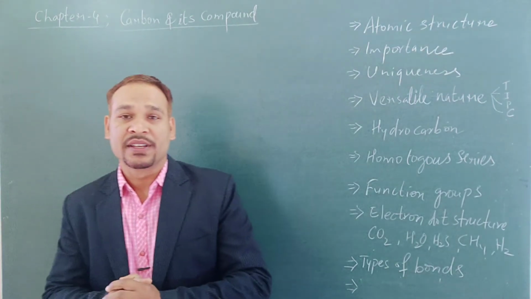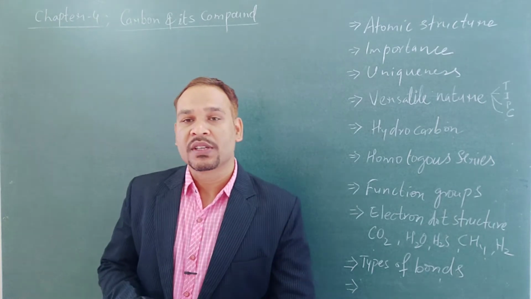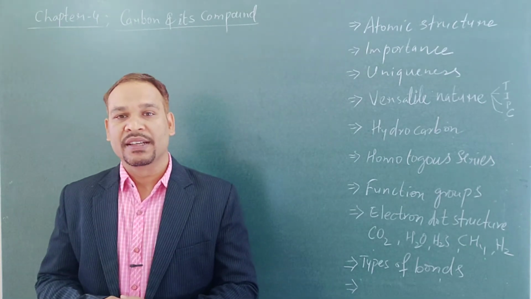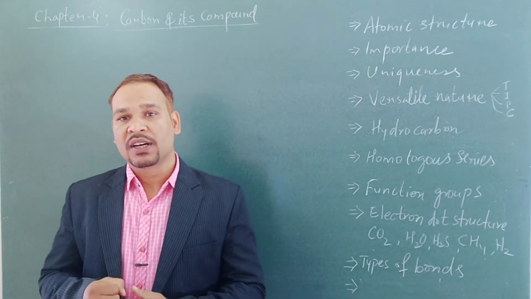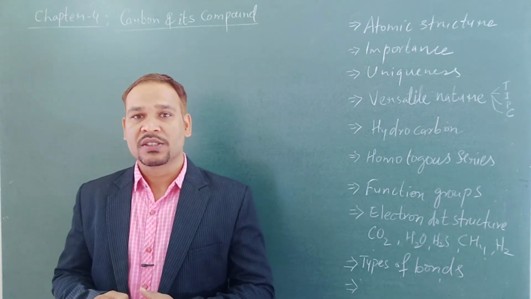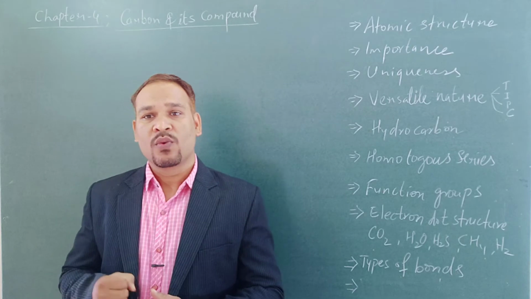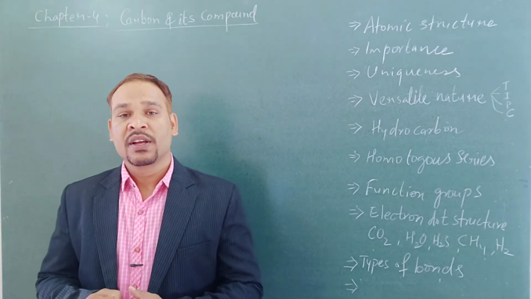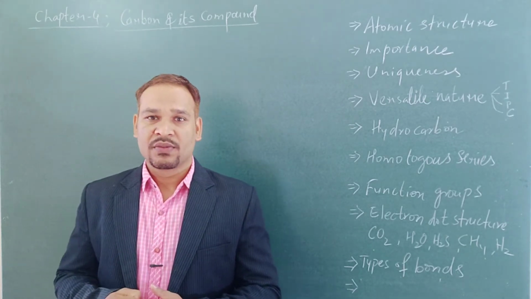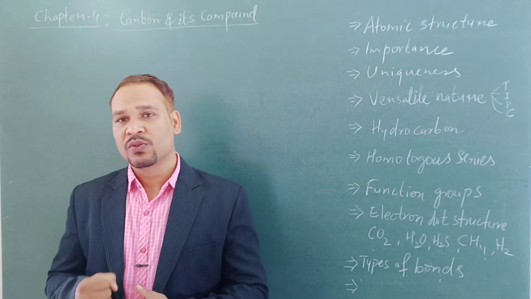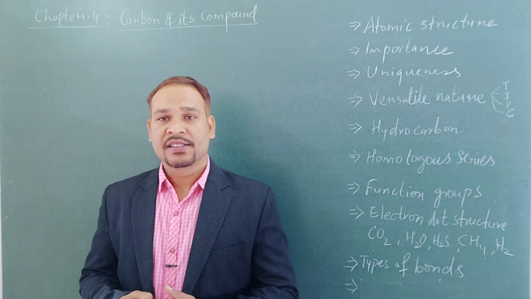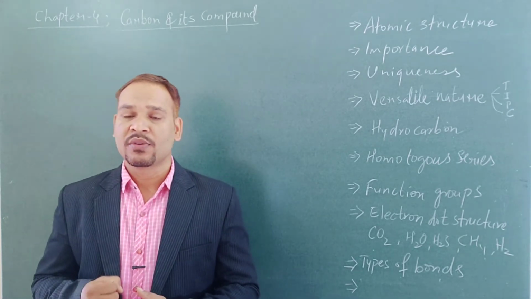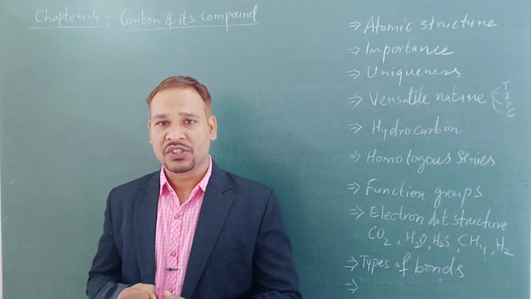Hello, dear students. Today we are going to start chapter number 4, carbon and its compound. In this video, you will learn about carbon, its atomic structure, its allotrope, why carbon is so important, what is the uniqueness of carbon, hydrocarbons, homologous series, alkynes, their characteristics, functional group and their nomenclature.